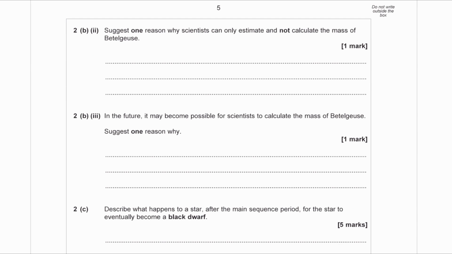All right, let's have a look at B part 2, it says suggest one reason why scientists can only estimate and not calculate the mass of this star. Now, clearly this star is extremely far away, right? So we can't actually put it on a set of scales, right? You can't do that with any star, of course. It sounds ludicrous. So what we're actually doing is we're using certain readings to make estimates. We can't physically measure the mass directly. So simply, we cannot take the physical measurements required.